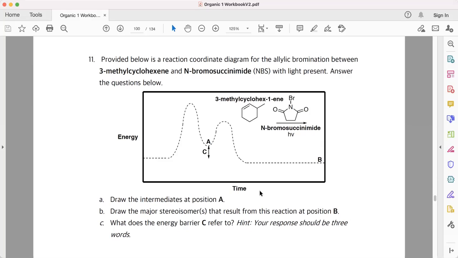So for A, draw the intermediates at position A. Well, we know that we're going to go through this allylic radical. So where are the allylic positions? And remember, there are two, but only one makes sense. So I will basically give you guys options. Here's A, and here's B. In the chat box, out of A or B, which position is the better one to pick?